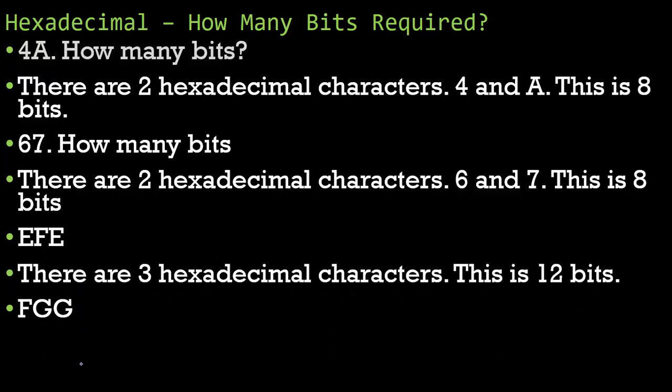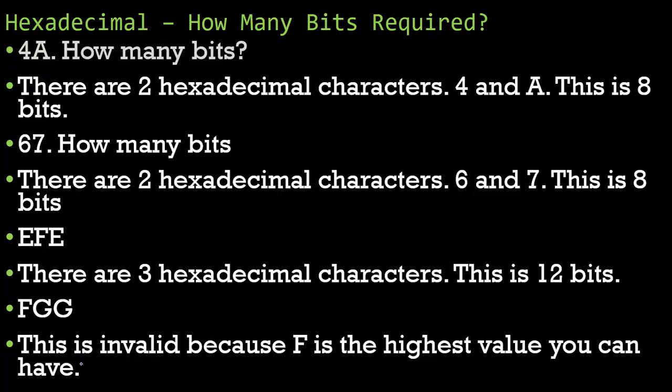What about FGG? That looks a little strange. This is invalid because F is the highest value you can have. G's don't exist, because it's base 16. F is the value of 15. You may be saying, yeah, but G is 16. No, it's not. Please do not forget that 0 is a value. 0 to 9 are my first 10 values. A to F are my next 6 values. There are only 16 possible characters, 0 to 9 and A to F. G doesn't exist. If I see G or any letter that exceeds F, I know right away it's an invalid hexadecimal number. And you'll need that when we get to IP addresses.